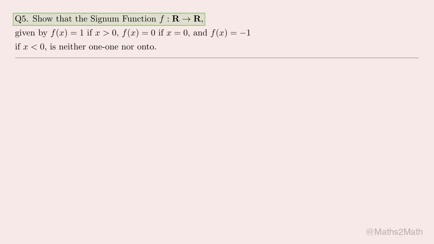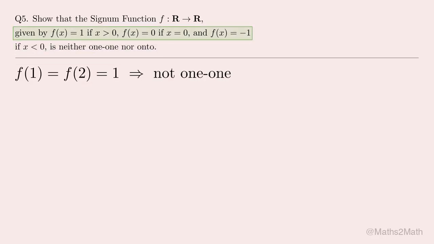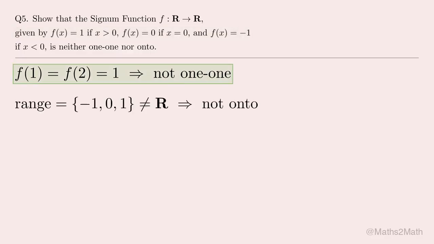Question 5, the signum function. 1 for positive numbers, 0 for 0, -1 for negatives. We must show this too is neither one-one nor onto. Not one-one, 1 and 2 are both positive, so both map to 1. Not onto, the only outputs ever produced are -1, 0 and 1. A codomain value like 1/2 is never attained.